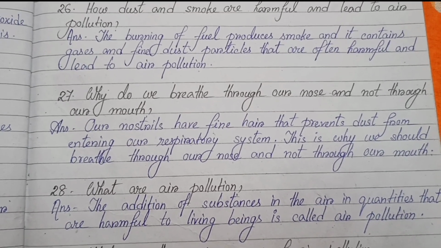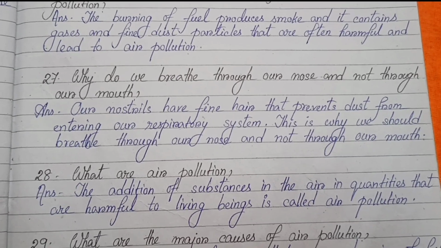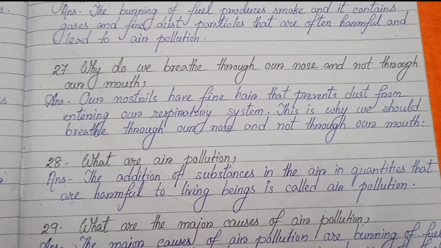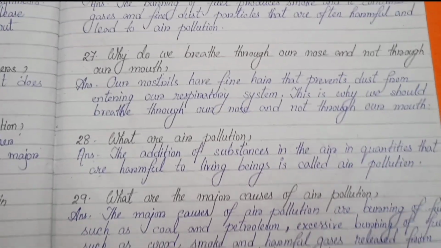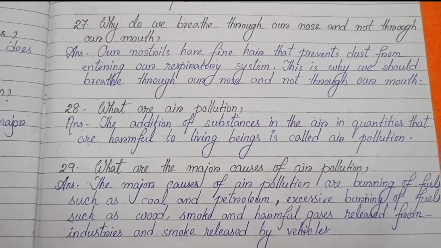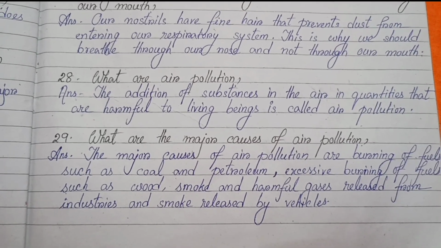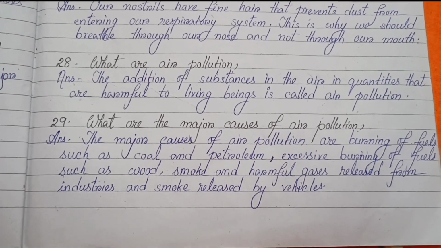27. Why do we breathe through our nose and not through our mouth? Our nostrils have fine hair that prevents dust from entering our respiratory system. This is why we should breathe through our nose and not through our mouth. 28. What is air pollution? The addition of substances in the air in quantities that are harmful to living beings is called air pollution.